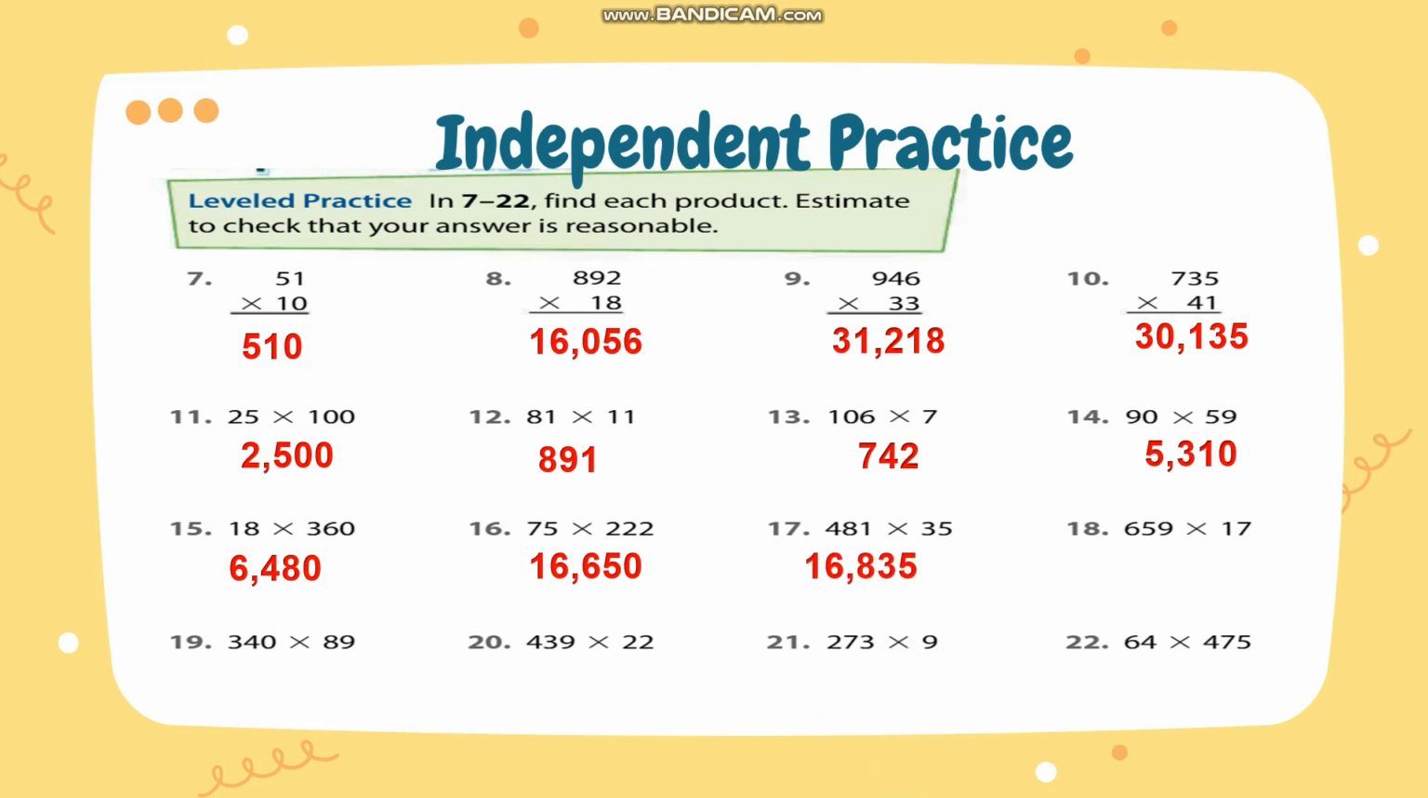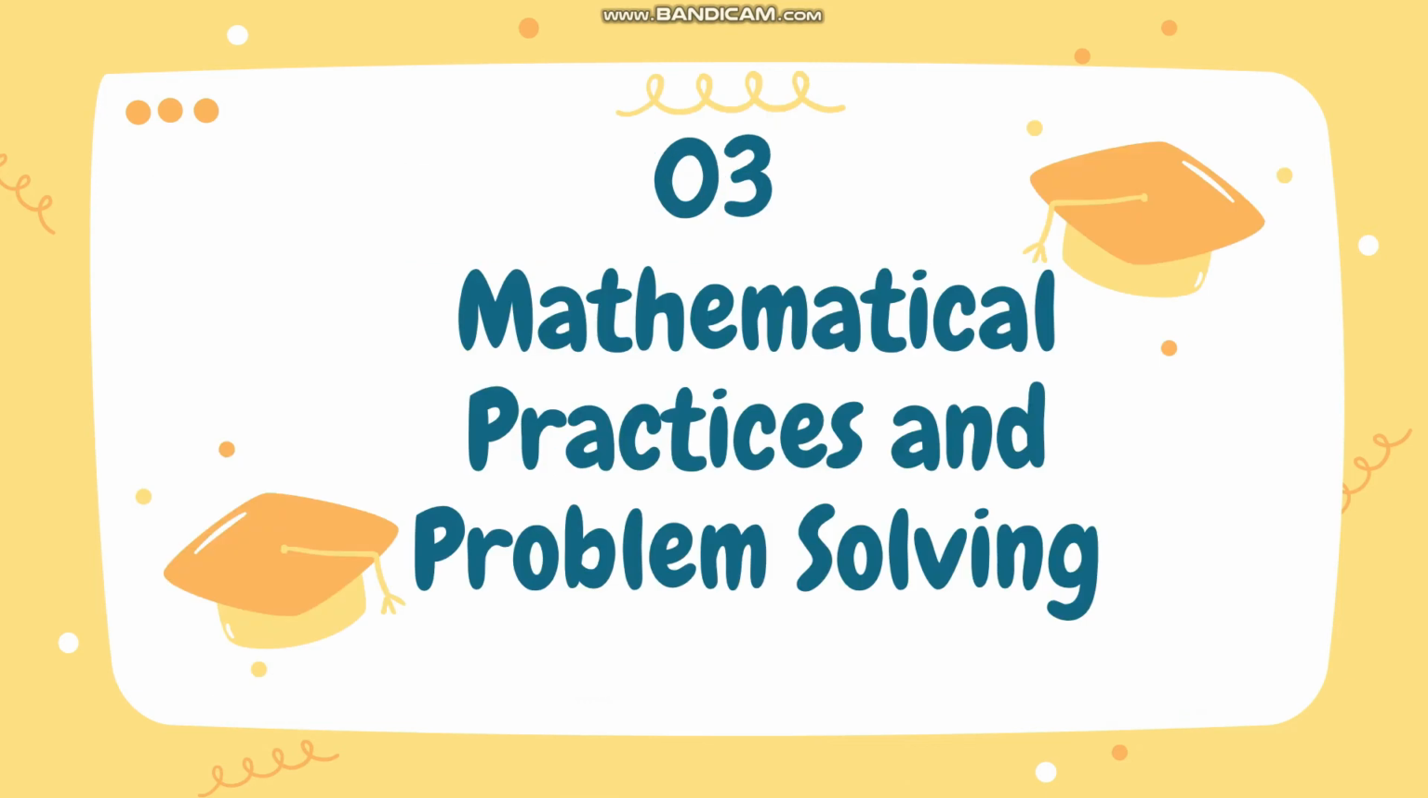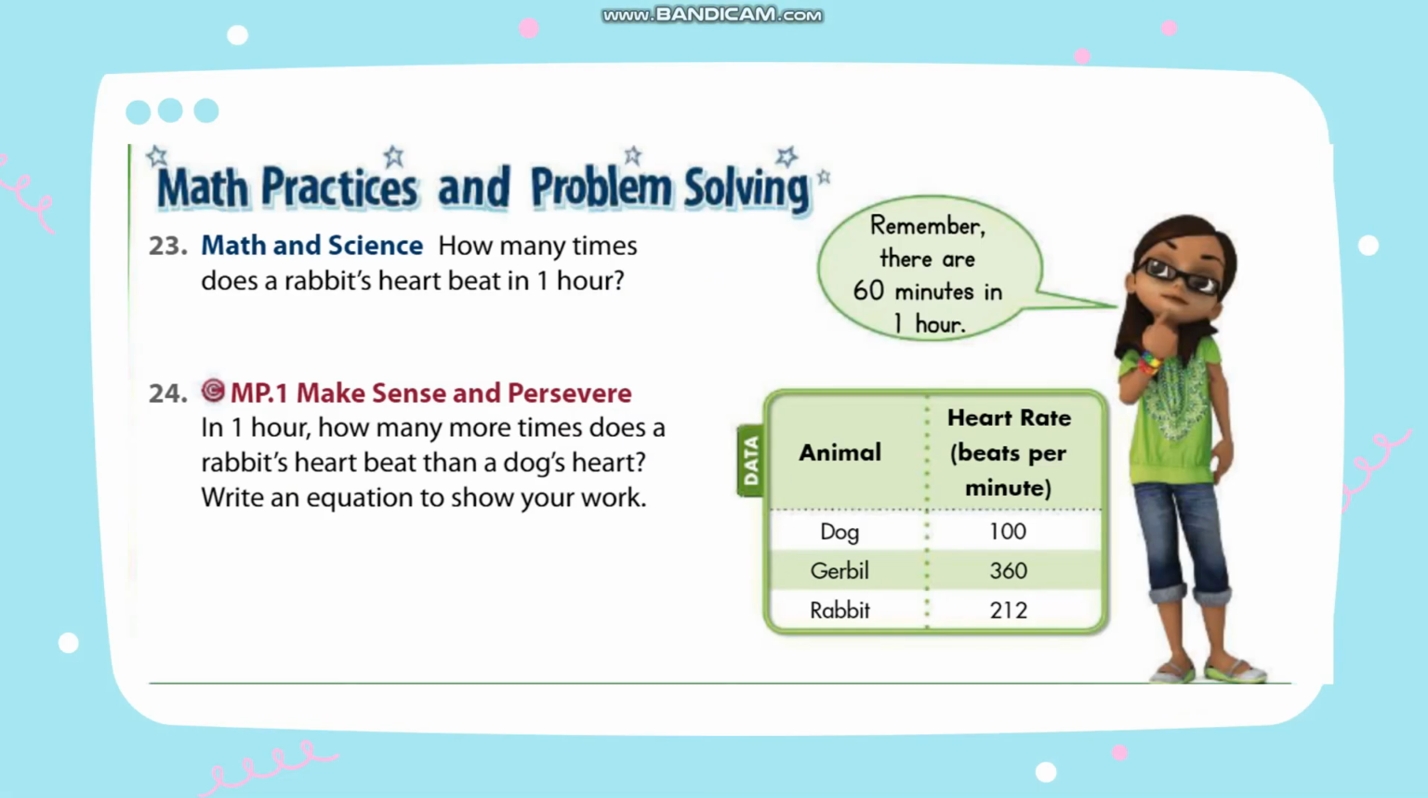Number 17, 16,835. Number 18, 11,203. Number 19, 30,260. Number 20, 9,658. Number 21, 2,457. And number 22, 30,400. Now let's analyze the problem in the mathematical practices and problem solving.